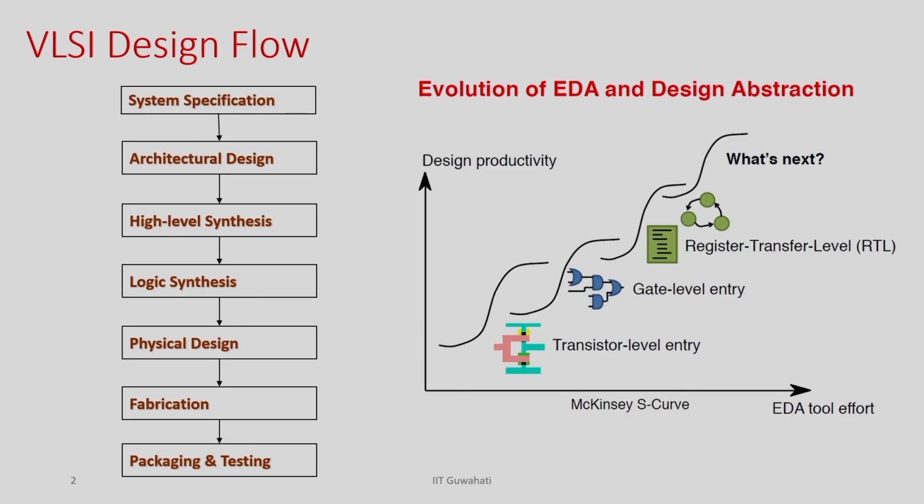In the previous class, we discussed the overall C-based VLSI design flow. Whatever IC or integrated circuit you design goes through different synthesis steps like high level synthesis, logic synthesis, physical synthesis, and finally fabrication and packaging. Because of the large number of transistors present, designing a circuit at the transistor level is impossible.